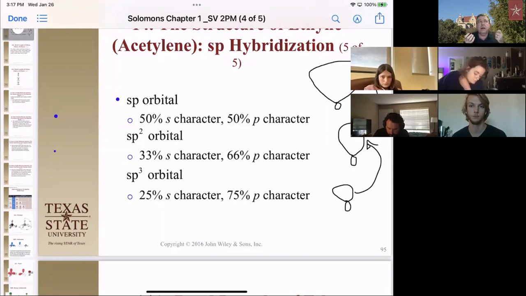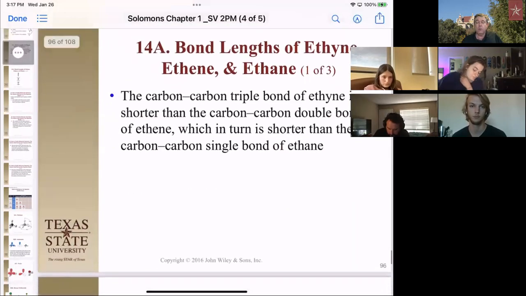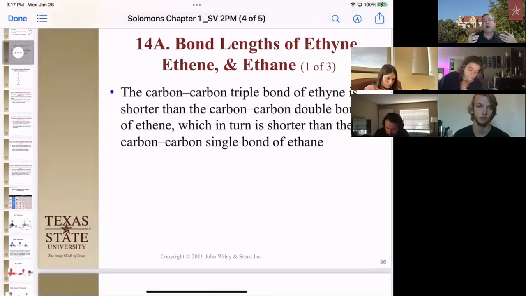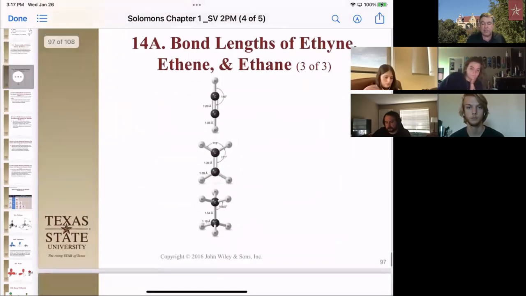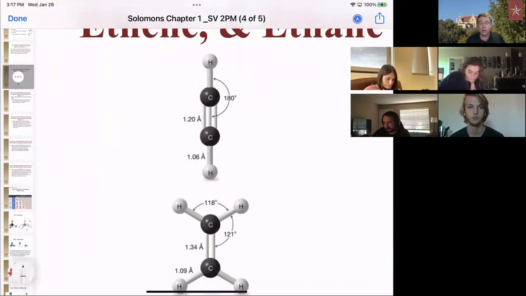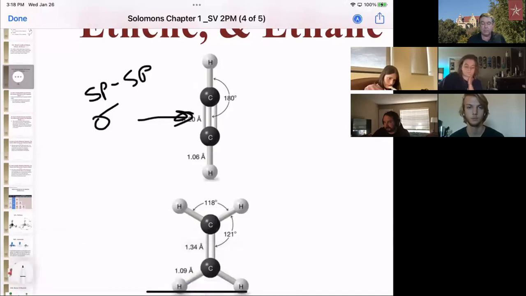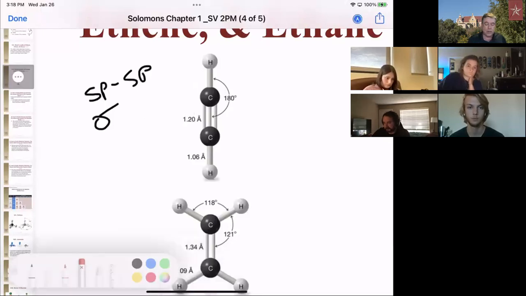So how do we figure this out? How do we look at this? Well, the more s character, the shorter the bond. So the sp is always going to have a shorter bond than the sp2, which is going to be a shorter bond than the sp3. But in addition to that, we have the pi bond that contributes to that length. So in that case, when we have our sigma bond, which is our sp-sp, and our 2 pi bonds, we have a length of 1.2 angstroms.